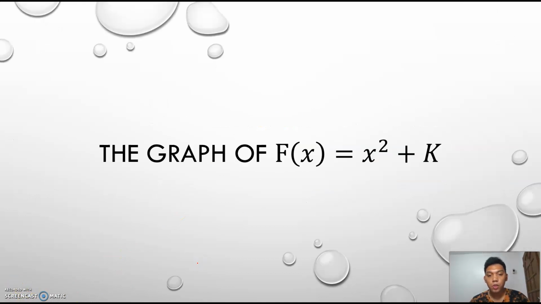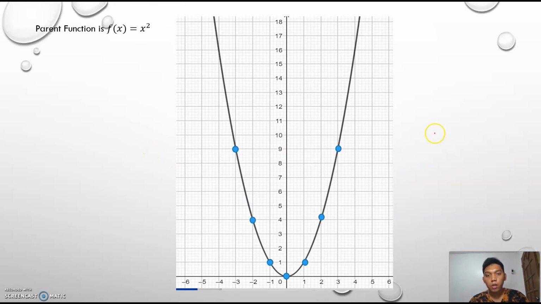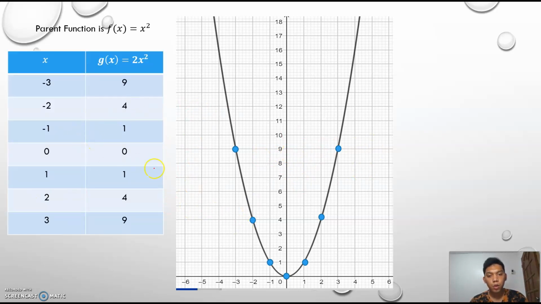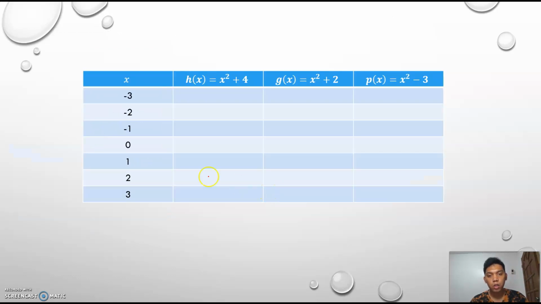All right, so let's proceed to another implication. Now let's proceed to the effects of the changes of k in the function f of x equal to x squared plus k. To begin, we're going to use the same parent function, this one. We already graphed that one.